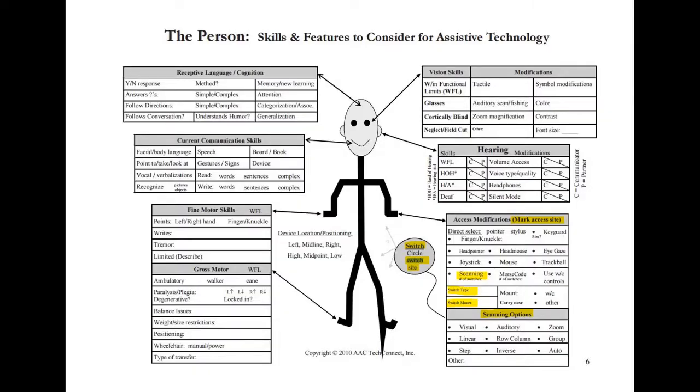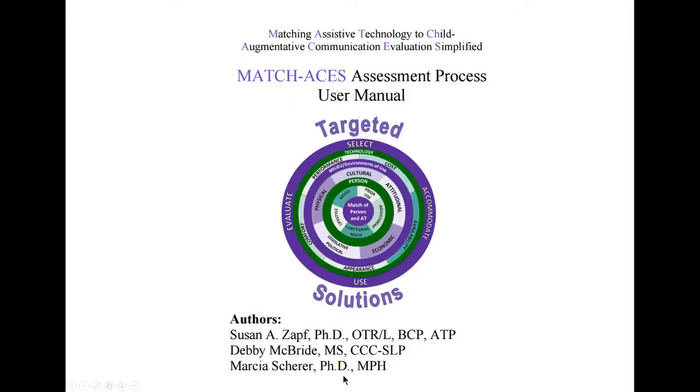In our first webinar, How to Choose the Best Electronic Assistive Technology, we used some assessment processes, and this one shows how the switch site is recorded for the individual. So we have the switch site and the switch type, the switch mount, and the scanning options all recorded here and considered as part of the evaluation process. This was through the Matching Assistive Technology to Child Augmentative Communication Evaluation Simplified assessment process. But these principles apply to switch evaluation through all assistive technology processes.